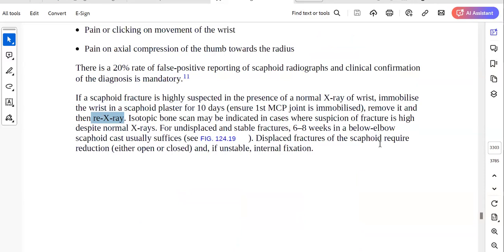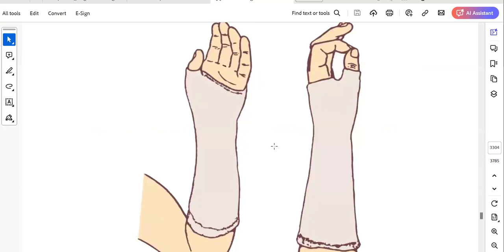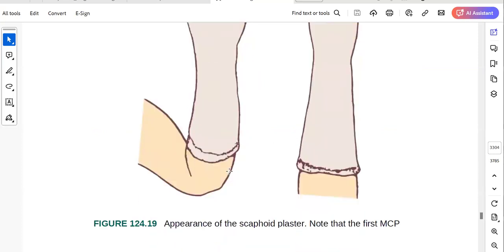Let's say after 10 days when you did the X-ray, there is still no fracture, but the patient is still having pain. In that case, the only way to confirm the fracture is to get a bone scan. For an undisplaced and stable fracture, 6 to 8 weeks in a below elbow scaphoid cast is usually the treatment. If it is a displaced fracture, it might even require reduction and internal fixation. But most of the treatment will be like this, a below elbow scaphoid cast.